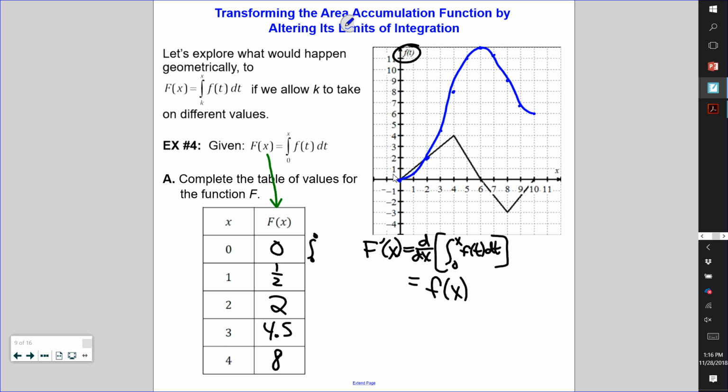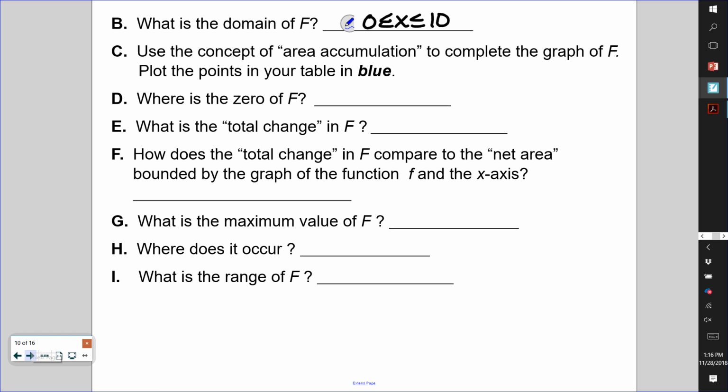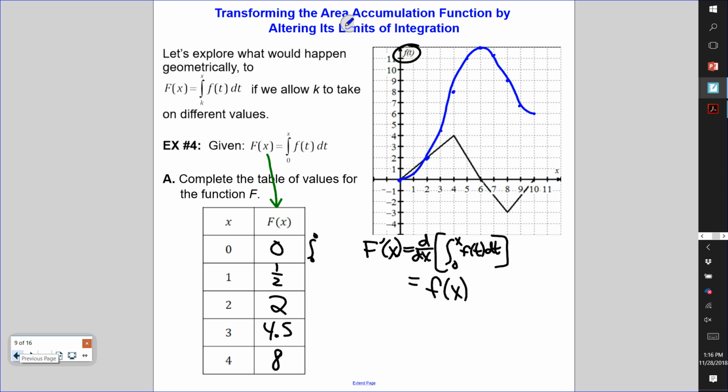All right. Now we're going to answer some more questions, and then we're going to talk about what happens when the bottom is not 0 and compare the two. So where is the 0 of F? When does that capital F equal 0? At 0, okay?